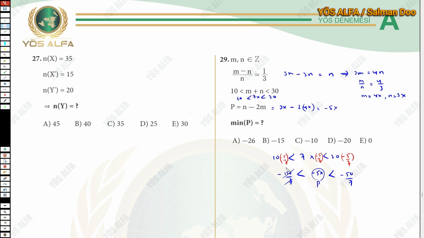So this is 7 times 2, 14, and 10 left. 7 times 1, 3 left. So we have 21 point something. So p is larger than minus 21. So the minimum possible value for p is minus 20 from this. So the answer is D, 30.